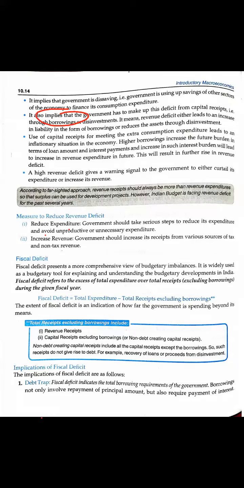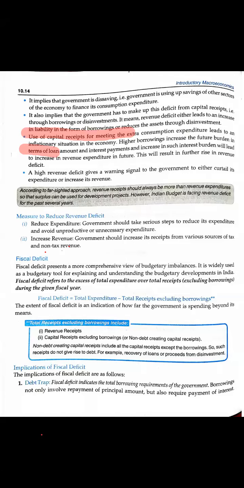So when we are using capital receipts for meeting extra consumption expenditure, it leads to an inflationary situation in the economy. What do you mean by inflationary? There is an increase in prices. So how will prices be increased? For example, you can see the price of petrol, diesel. It is very high compared to any other countries. What's the reason? Because of this revenue deficit.